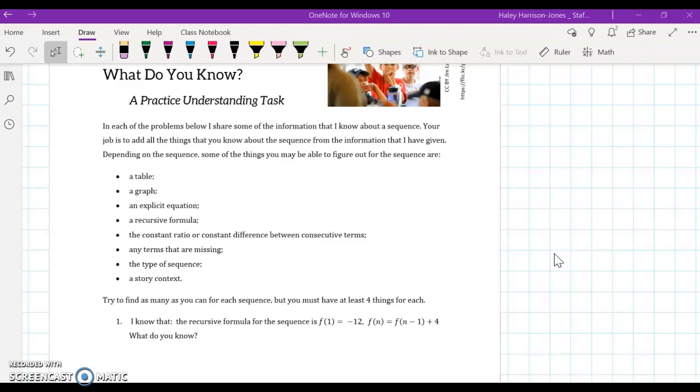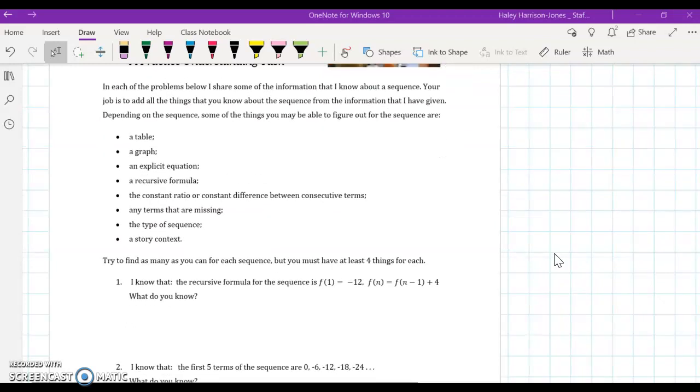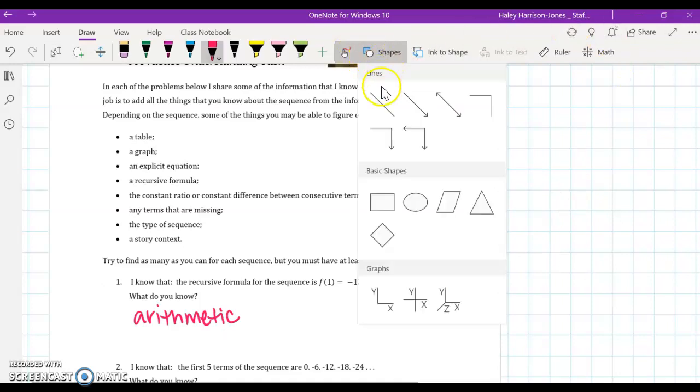I know that the recursive formula for the sequence is f of 1 equals negative 12 and f of n equals f of n minus 1 plus 4. What do you know? Well, I notice in my recursive formula that I'm adding a constant rate. So this must be arithmetic. I could pretty easily make a table.